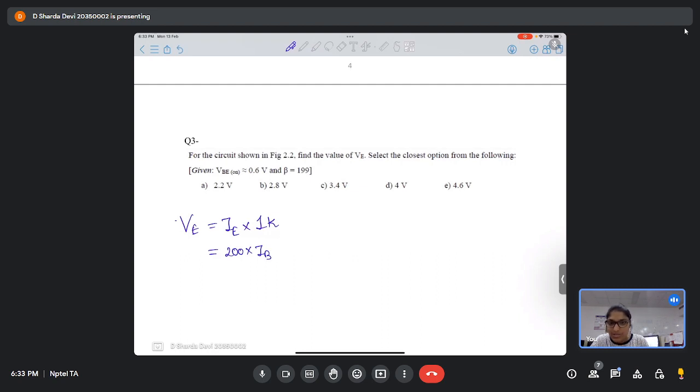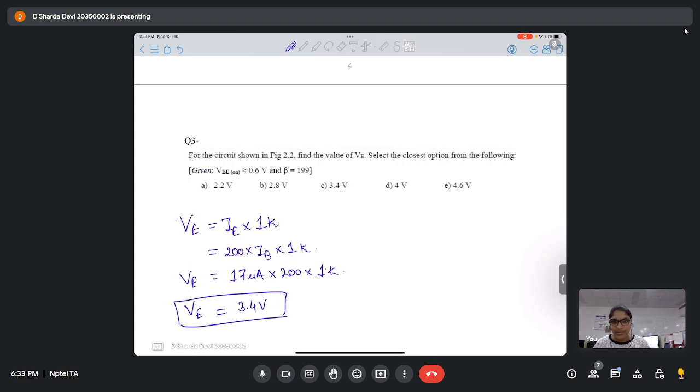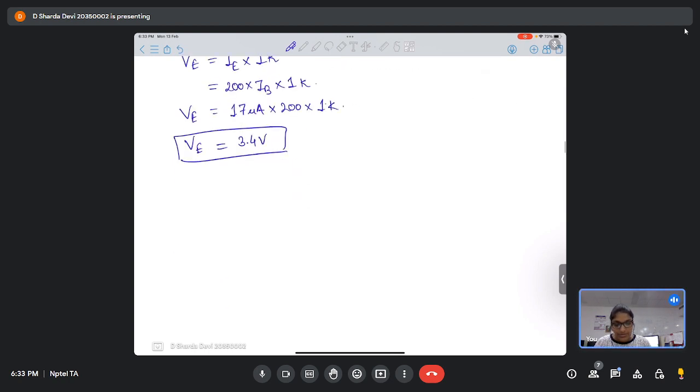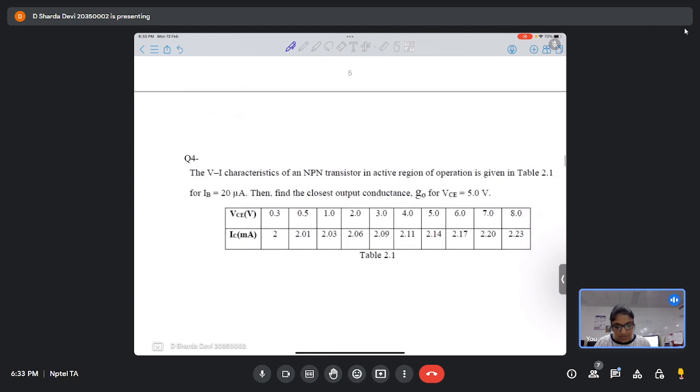We used this earlier also, into 1K. So that is 17 microamperes into 200 into 1K. What is the value of VE that you are getting? This will be 3.4 volts, right? Yes. So these are the two linked questions. Now moving on to the next question.